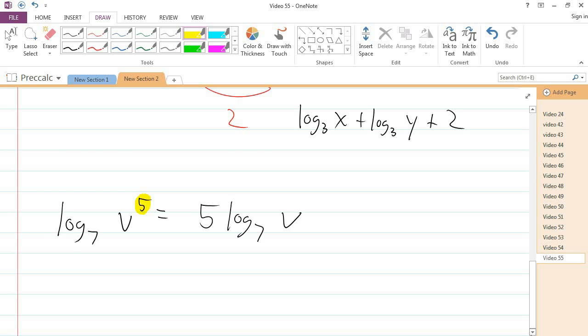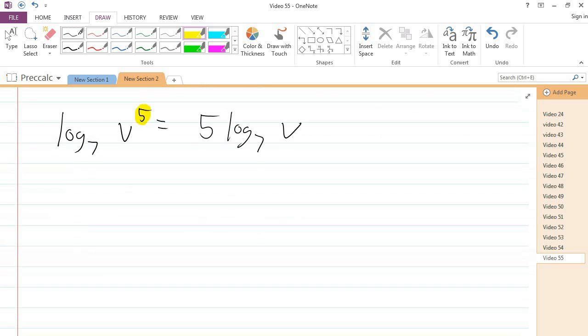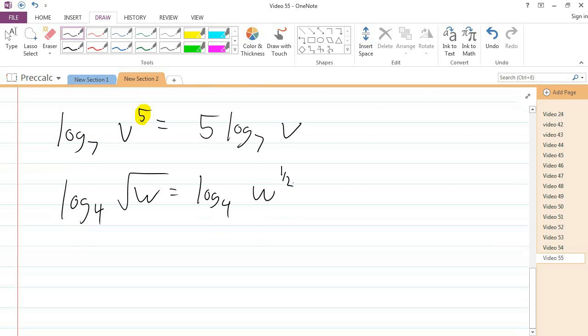Okay, let's take a look at another one. Let's take a look at log with 4 as a base of the square root of w. Recall that a square root is a 1/2 exponent. So this lets me move that 1/2 out in front of the log.